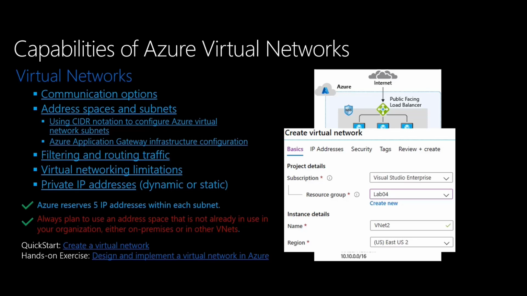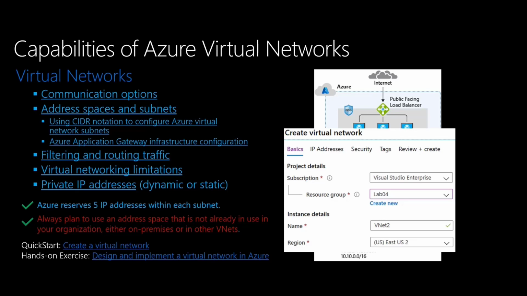Subnets. Subnets enable you to segment your virtual network into one or more smaller networks and allocate a portion of that virtual network's address space to each subnet. That allows you to deploy Azure resources in a specific subnet, and you can secure those resources within the subnets using what we call network security groups.